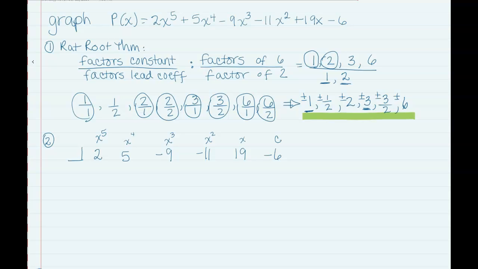So the first thing we're going to do is guess 1. When I'm guessing 1, I'm going to put my work in green. So first thing I'm going to do is bring down the 2. Multiply 2 times 1 is 2. Add. Multiply, I get 7. Add. Multiply, I get negative 2. When I add, I get negative 13. Multiply, I get negative 13. And I add, I get positive 6. When I multiply 1 times 6 is 6. And negative 6 plus 6 is 0.